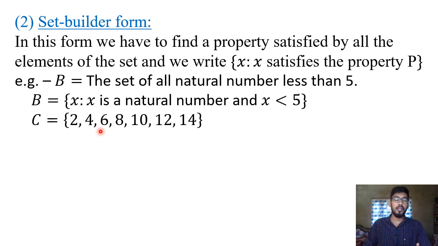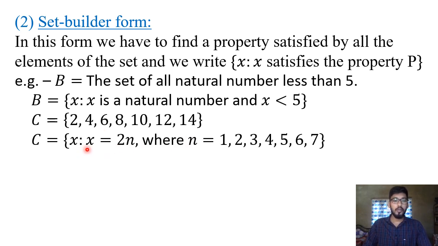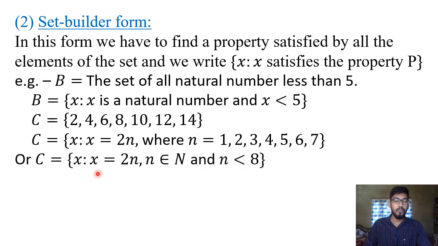So these are all multiples of 2. So we can write this as x such that x equals 2n where n equals 1, 2, 3, 4, 5, 6, 7. If you put these values of n here, you will get exactly these elements as the values of x. Or you can write this set this way also: x equals 2n, n belongs to N, and n less than 8. So n belongs to N means n is a natural number, and n less than 8 means these numbers: 1, 2, 3, 4, 5, 6 and 7.